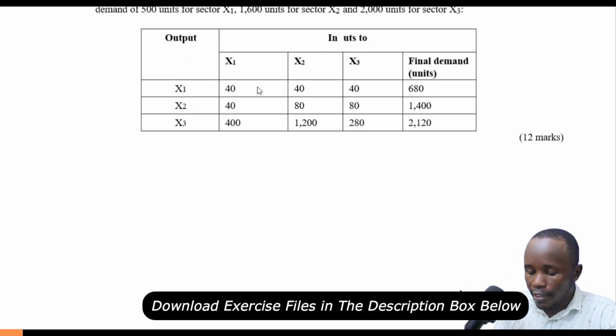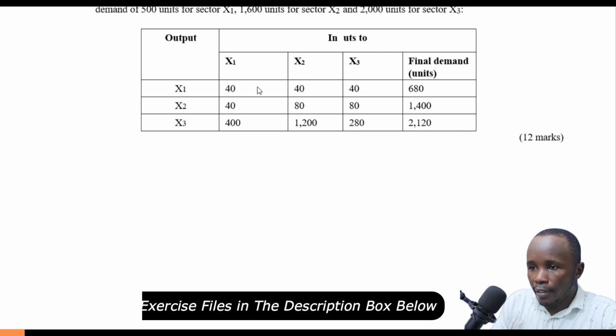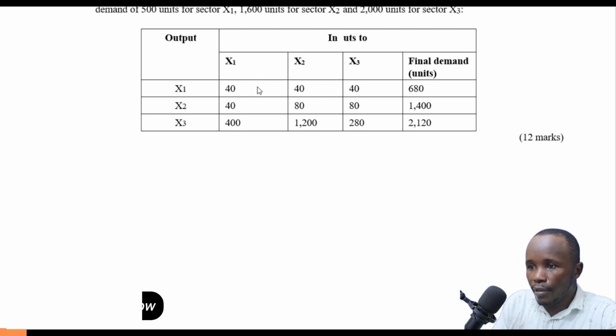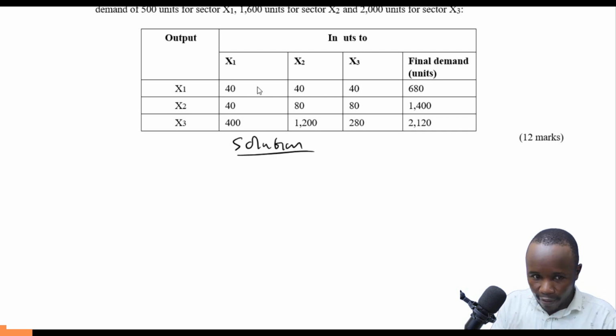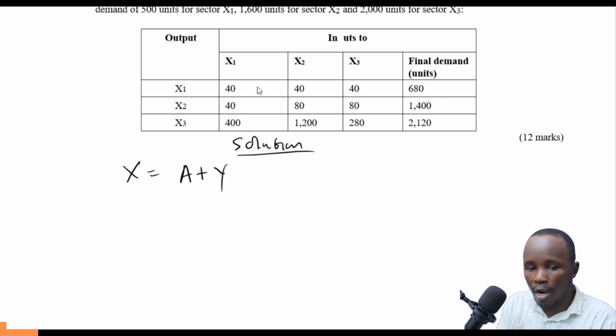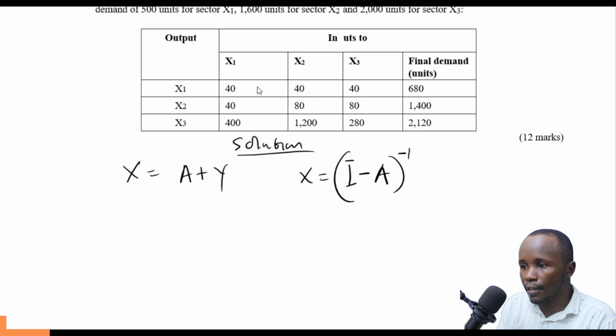Now, this is the application of Markov and input-output analysis. We want to look at what you need to do here. First of all, you know that X is equal to AX plus Y, which we know that X can also be identity matrix minus A inverse multiplied by Y.